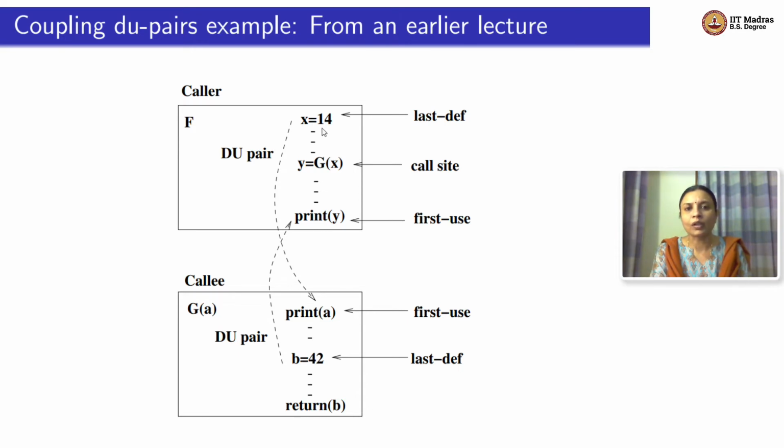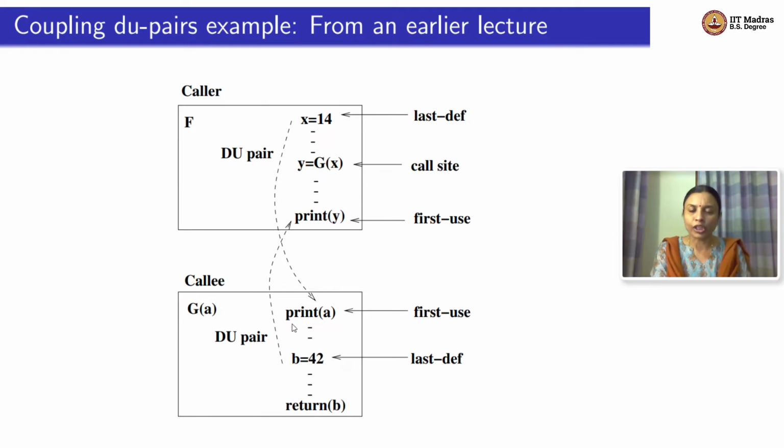So this is the statement where x was defined. X was 14. All these statements in between don't redefine x. So the last definition of x is passed through the call site, the statement at which the call is made, y is equal to g of x, to the first use in the callee method g, where it is coupled with a and print statement is its first use.